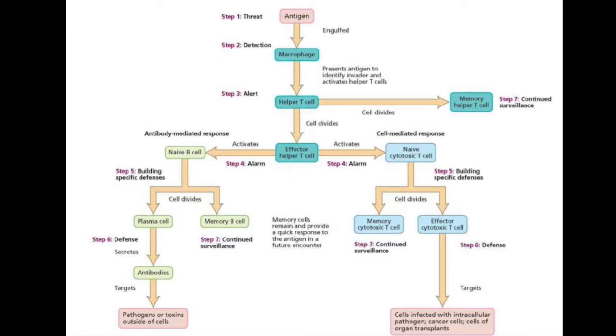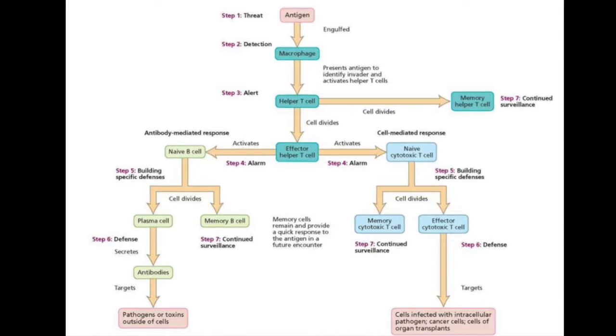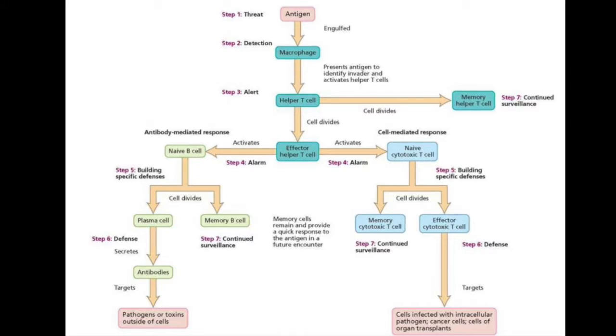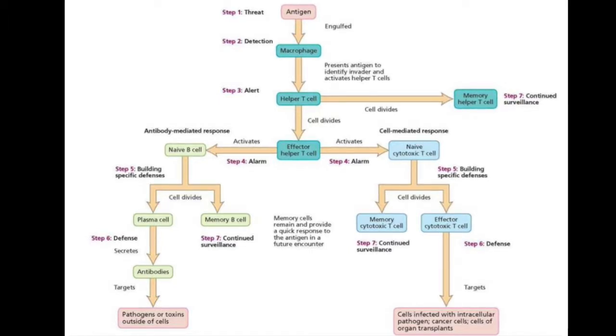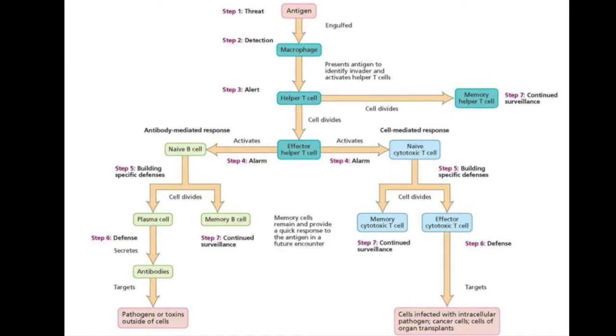After that, we have step 4, which is where the rest of the body or the immune system is alarmed. The helper T cells are actually going to activate at this point both lines of defense to help fight that specific antigen. We move into step 5, which is building our specific defenses. Remember, this is going to take time, and this is why when you're sick, you're not better immediately. You need that time in order to prepare your body to fight this infection.